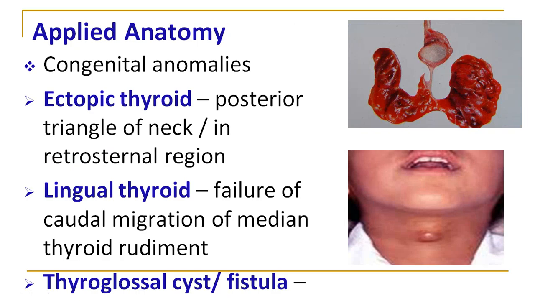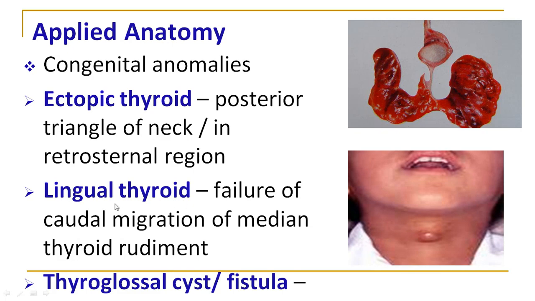Come to the last but not the least, applied anatomy. Congenital anomaly, ectopic thyroid gland can be present in the posterior triangle of the neck or in the retrosternal region. Rarely, the thyroid gland can be present within the tongue, resulting in massive tongue or macroglossia. That is, failure of the descent of the thyroglossal duct results in the formation of the thyroid gland within the tongue, resulting in a condition called lingual thyroid.